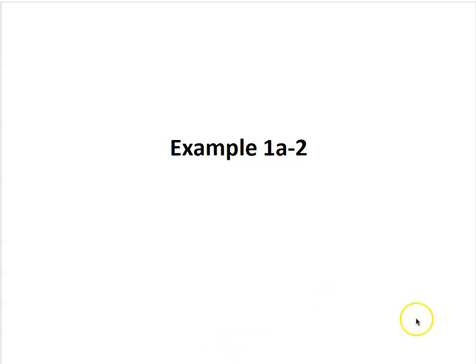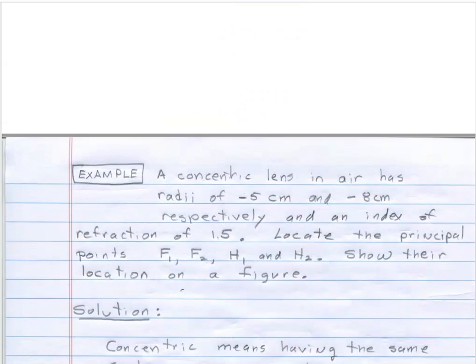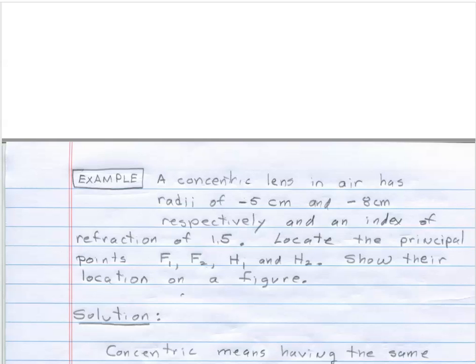Let's look at another example of using these thick lens formulas. In this particular problem, I'll just read it here. We have a concentric lens in air that has radii of minus 5 centimeters and minus 8 centimeters respectively, and it's made from glass with an index of refraction of 1.5. We're asked to locate the principal points F1, the primary and secondary focal points, and then the primary and secondary principal planes H1 and H2, and then draw the locations of everything on a figure.